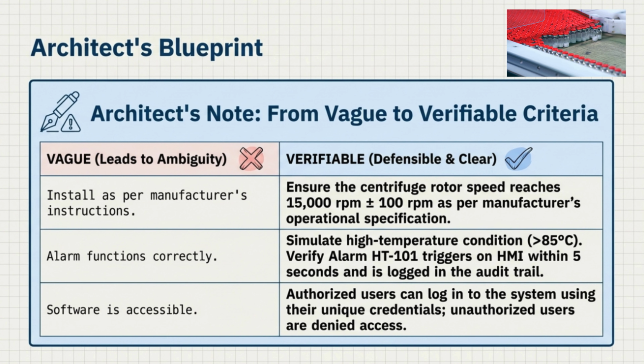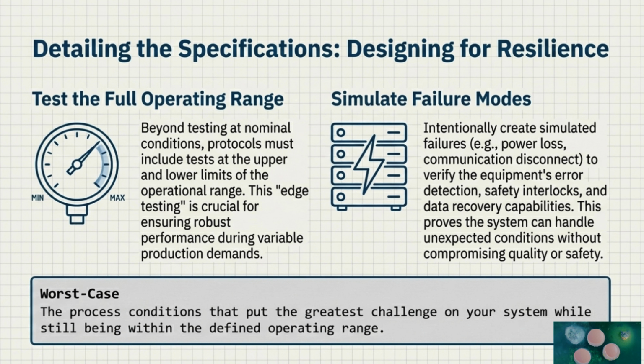A robust protocol also designs for resilience. You are not just testing that the machine works when things are perfect. You are testing the edges of the envelope. This includes testing at the minimum and maximum operating limits to ensure performance during variable production demands. You must also include challenge conditions. This means simulating failure modes like power loss, communication disconnects, or emergency stops. This proves the system can handle unexpected conditions and recover data without compromising safety.